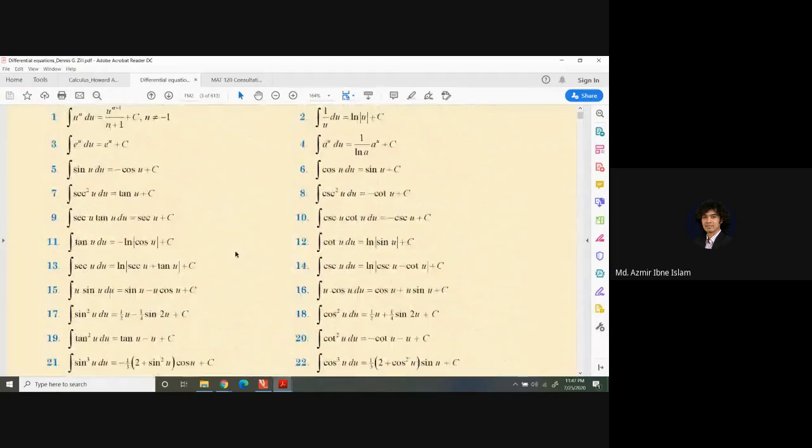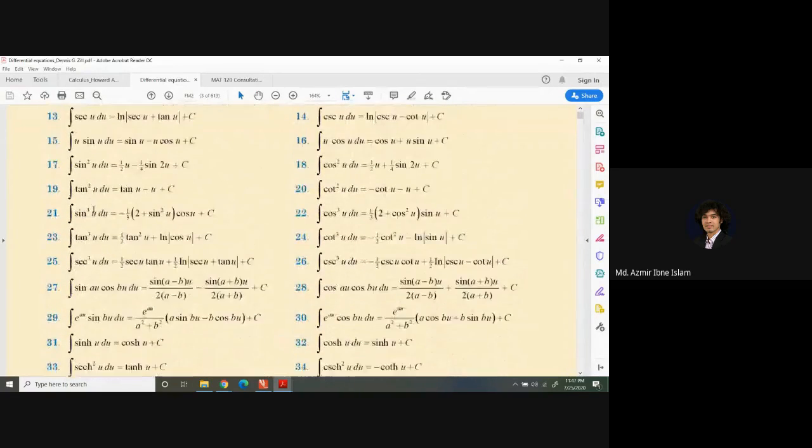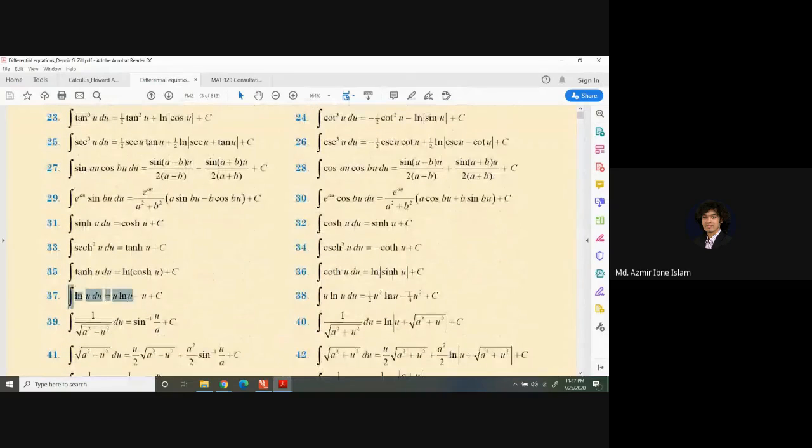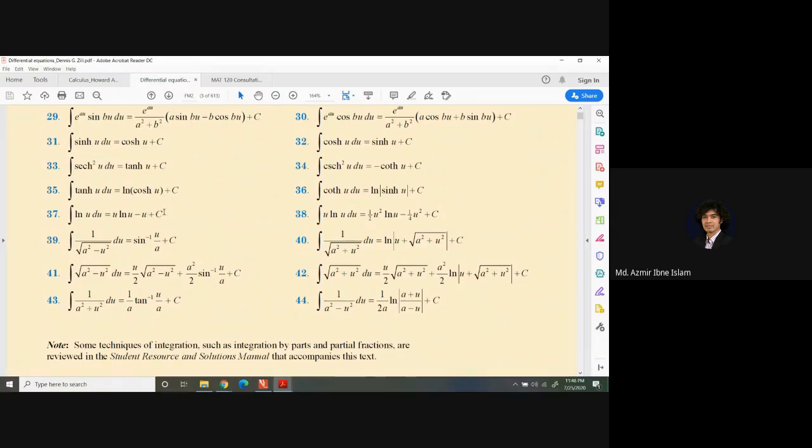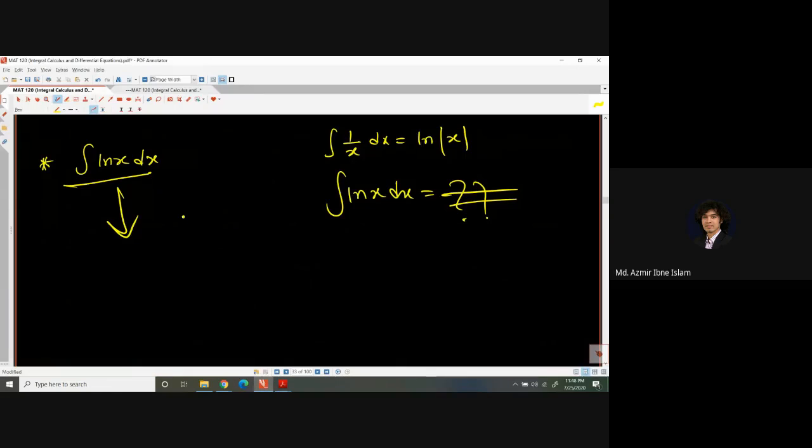Let me find it at first. Yeah, this one. You can see we have the integration of this one, and the result is u ln u negative u. Or if we have integration of ln x, then it will be x ln x negative x. So the result is here. We can use this formula for our advanced problems. But now, since we have been asked to evaluate this one, we have to show all the steps. Is that okay? So how can we do this one?